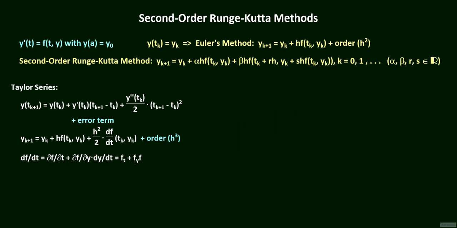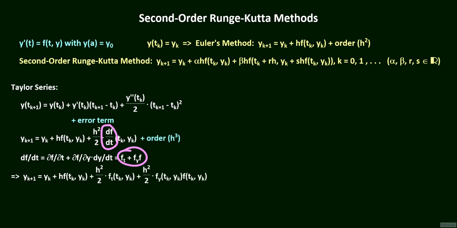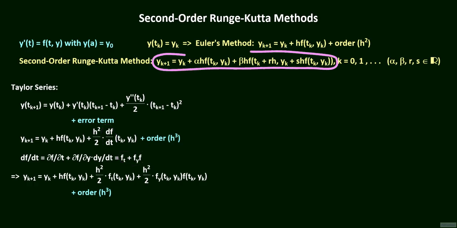Therefore, a preliminary form of the recursion is given by y sub k plus 1 equals y sub k plus h times f of t sub k, y sub k plus h squared divided by 2 times the total derivative of f with respect to t, which we replace with this expression, and multiply out. This second-order Taylor polynomial approximation will have an error of order h cubed. We continue to determine the recursion for y sub k plus 1 using this assumption for the second-order Runge-Kutta method.